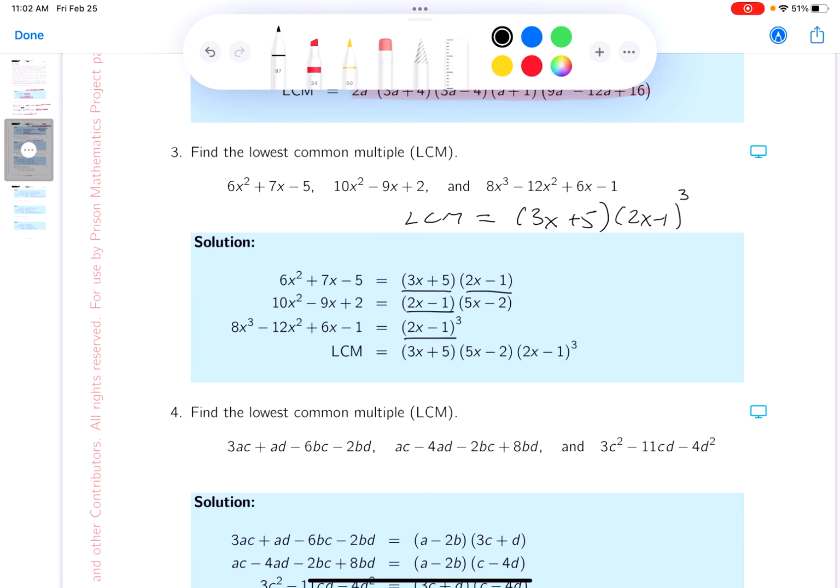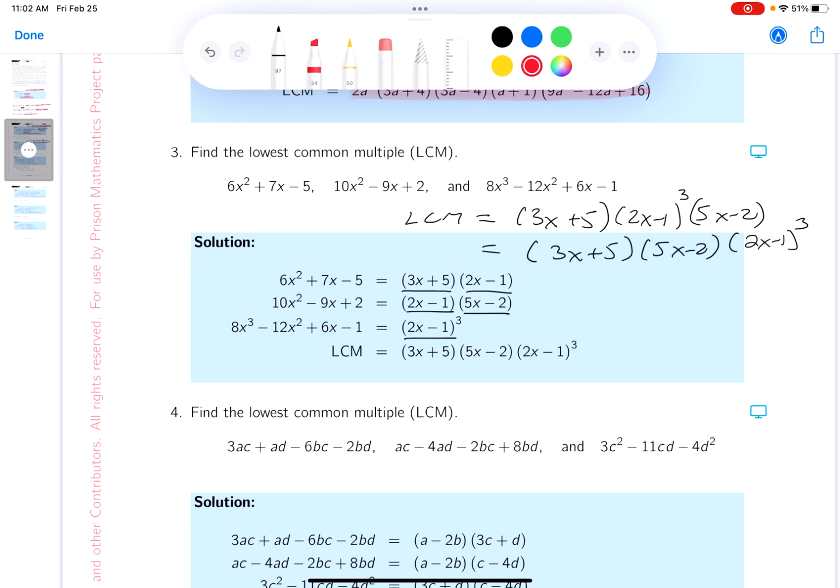Is there any other factor unaccounted for? Yes, 5x minus 2. Now, the order in which you write these down is incidental. Most people put the cubic at the end, but as far as I'm concerned, there is no difference between this and that or any other permutation of the problem.